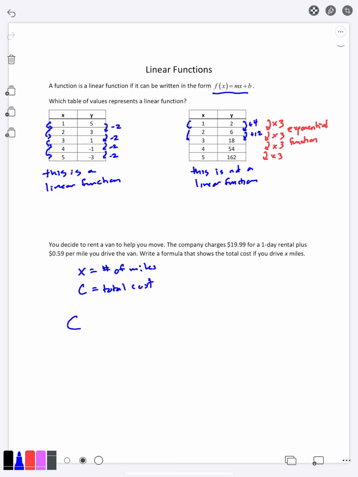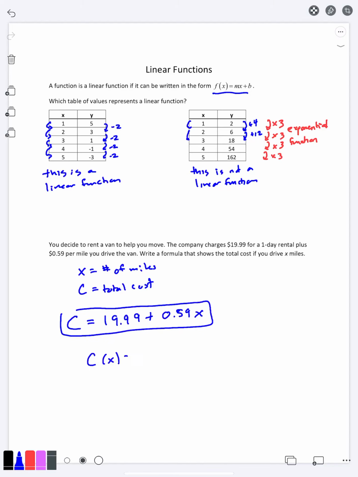And so we can write our formula here. C is the fixed value of 19.99 plus the variable cost, which is 0.59 times the number of miles we have, because it's 59 cents per mile. And this would be our formula. Or if you wanted to write it as a function, C of x, and I'm also going to write it in the standard mx plus b format, 0.59x plus 19.99. So there would be a way to give a function that describes how much the total cost is going to be when you drive x miles using this rented van.